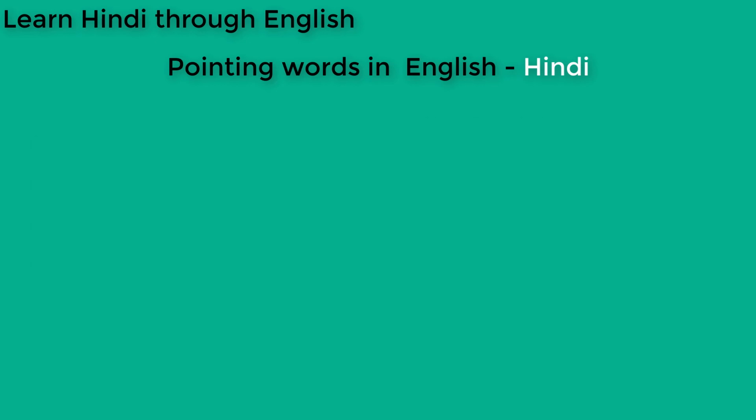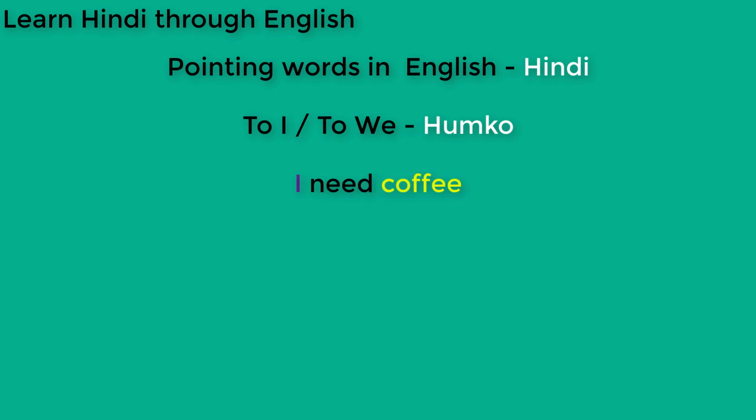We have one additional pointing word, to I and to we. In Hindi, it also becomes humko. In English, to I and to we is considered grammatically incorrect. We never use to along with I and we, but in Hindi, we should do that. I need coffee. Here, the I actually means to I, so it will become humko. Need means chahiye, coffee remains the same. Altogether, humko coffee chahiye. I need coffee.